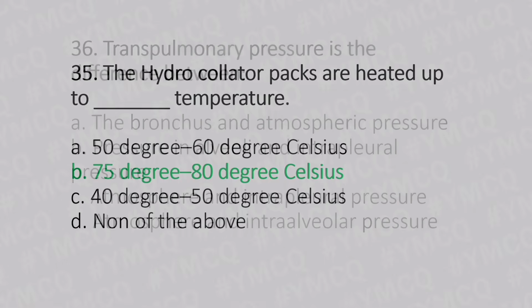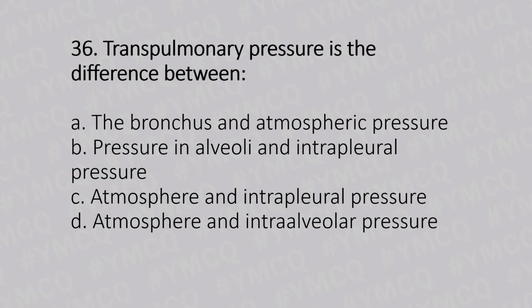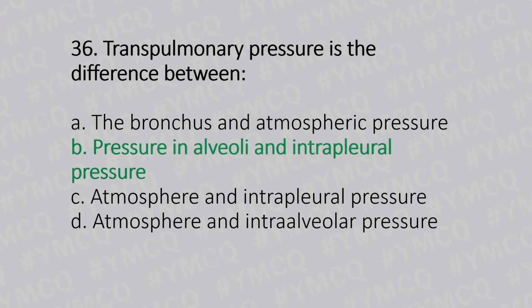Moving to 36th question. Transpulmonary pressure is the difference between Option A. The bronchus and atmospheric pressure. Option B. Pressure in the alveoli and intrapleural pressure. Option C. Atmosphere and intrapleural pressure. Option D. Atmosphere and intraalveolar pressure. And the answer is Option B. Pressure in the alveoli and intrapleural pressure.